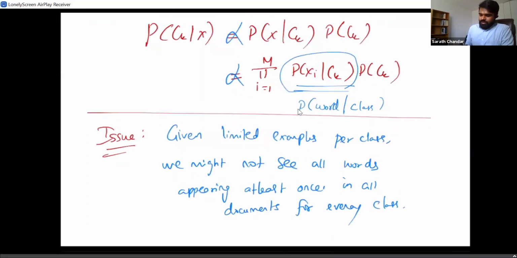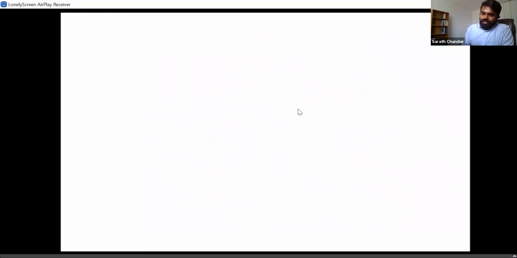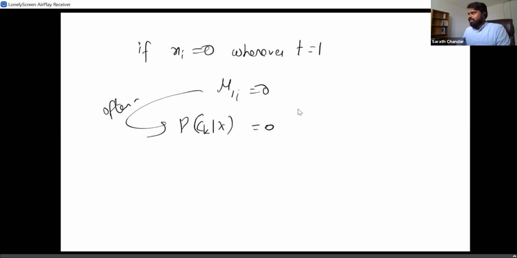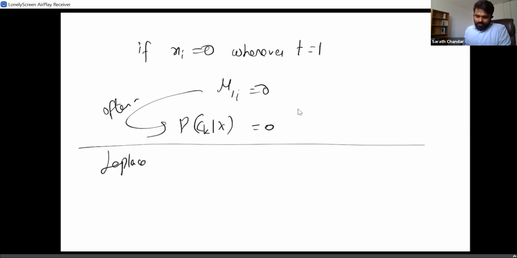Okay. So, in other words, if xi is equal to 0 whenever t is equal to 1, let's say that xi doesn't occur at all in the t is equal to 1 case, then mu1i is going to be 0, which means the probability of ck given x is also going to be 0 often, right? So we don't want this to happen. There is a way to avoid this issue, which is the idea of Laplace smoothing.